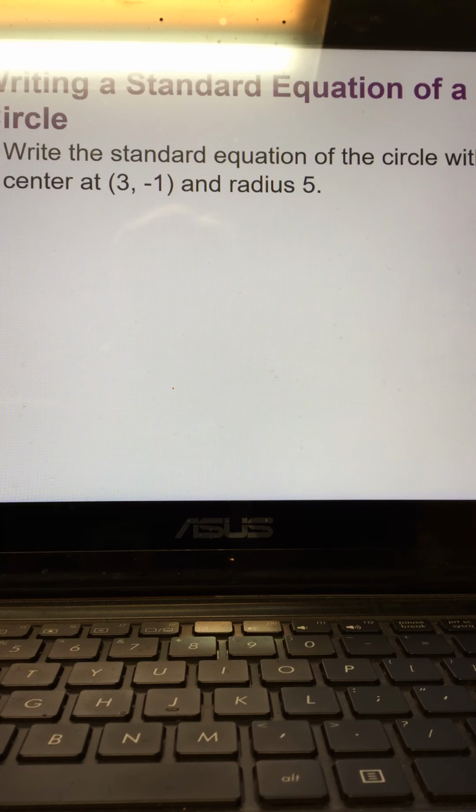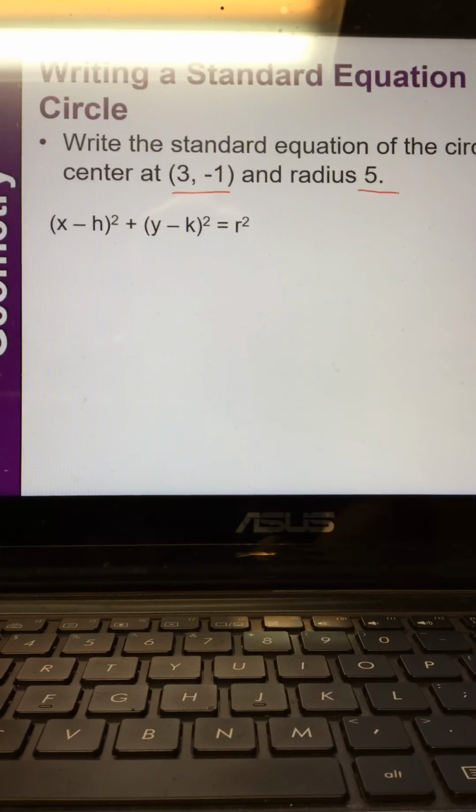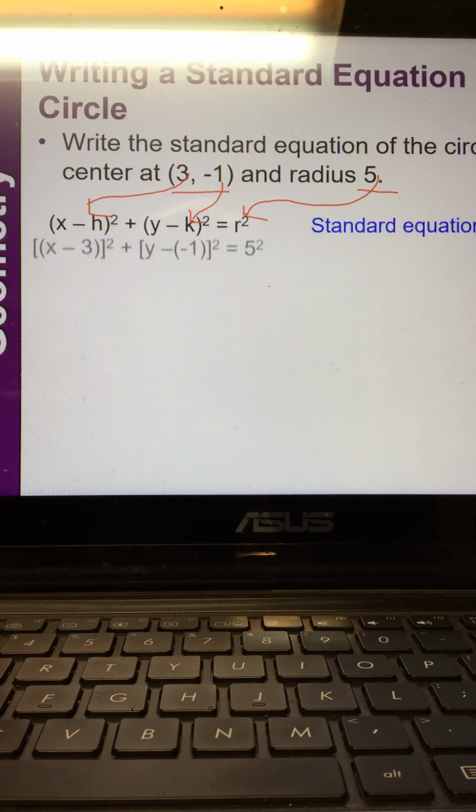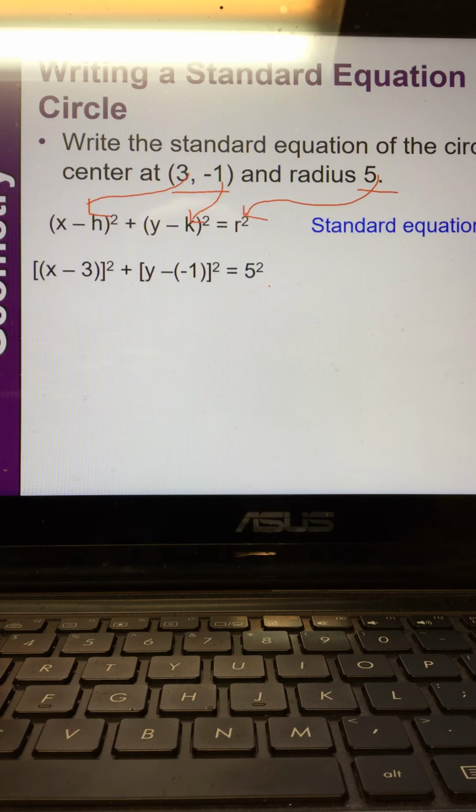Let's look here. It says write the standard equation of the circle with the center at 3, negative 1, and the radius 5. You got to know this equation. There it is. So we are going to take that 3 and plug it in for our h. We're going to take that negative 1 and plug it in for our k, and then 5 is our r value. So you should know what to write for your next step. It should be x minus 3, that's being squared, y minus a negative 1, that whole difference is being squared, and then 5 squared. We substituted, and we know how to substitute.